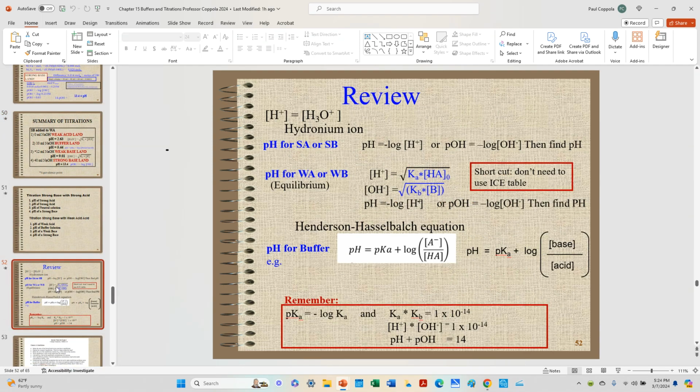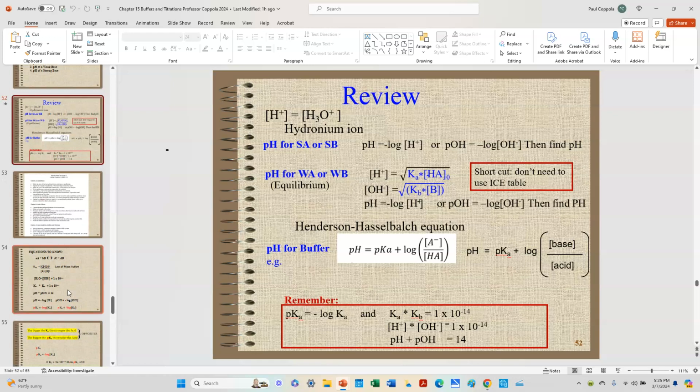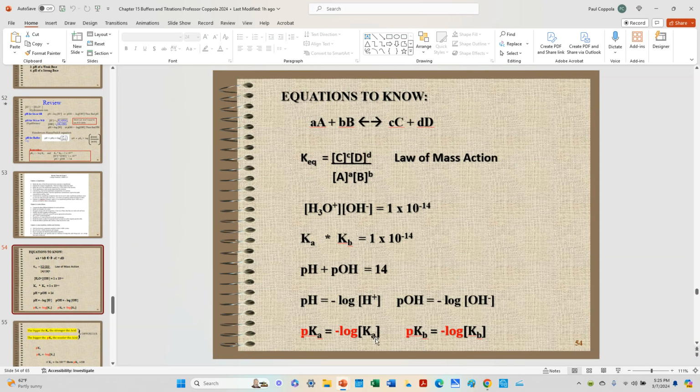So again, I'm showing this review slide. Repetition is good. The more you see it, the more it sticks. So these are all the different things we've talked about. pH for a strong acid or strong base, pH for a weak acid or weak base, and pH for a buffer. pKa is negative log of Ka. Ka times Kb is 10 to the minus 14. Concentration of H plus times OH minus is 10 to the minus 14. And pH plus pOH will be 14. And as I said, these are equations you need to know.